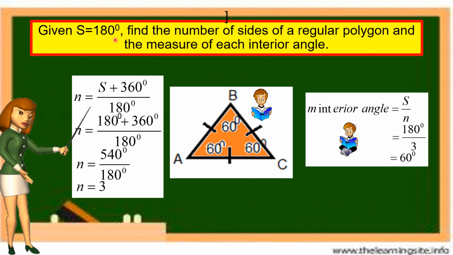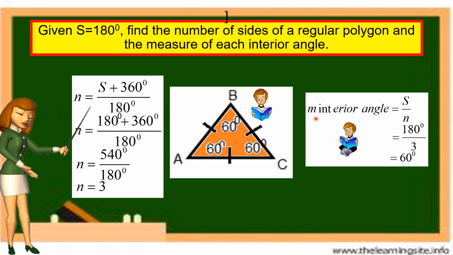Given S equals 180 degrees, find the number of sides of a regular polygon and the measure of each interior angle. We have the formula n equals S plus 360 divided by 180. S is 180. 180 plus 360 divided by 180. 540 divided by 180 is 3. So we have a regular polygon. Regular means it is equilateral at the same time equiangular. So the triangle is an equilateral triangle at the same time equiangular triangle.